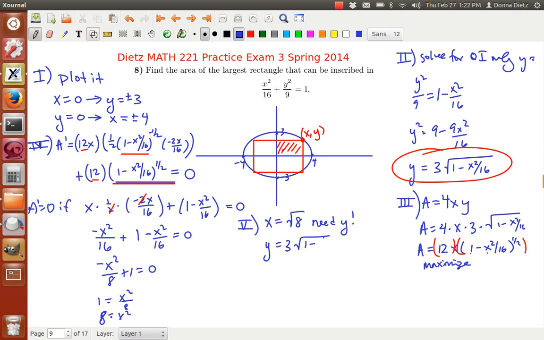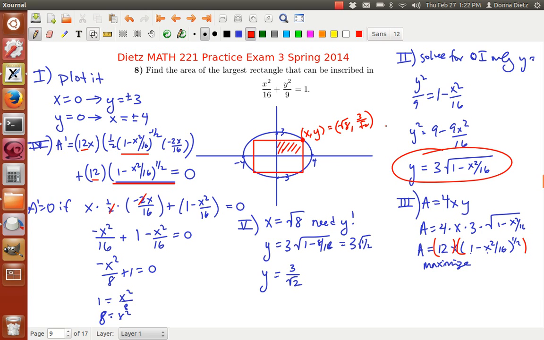x squared? See, x is the square root of 8, and so when you square it, you just get 8. Oh, sorry, 8 over 16. So that's a half. 1 minus a half is a half. y is equal to 3 over square root of 2. Okay, so this guy is going to equal square root of 8, 3 square root of 2.